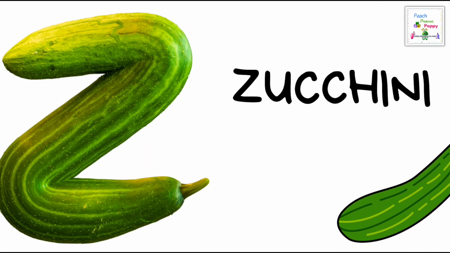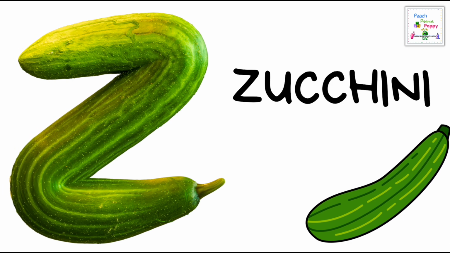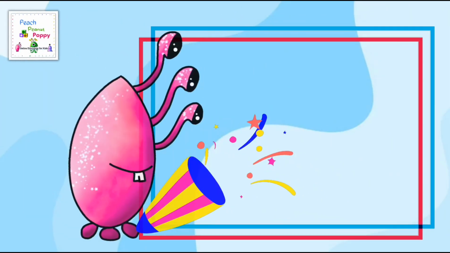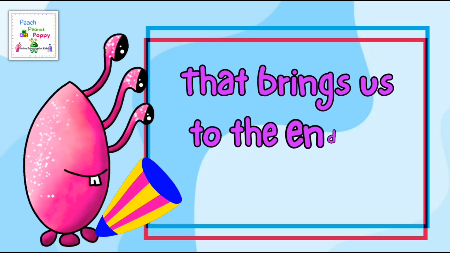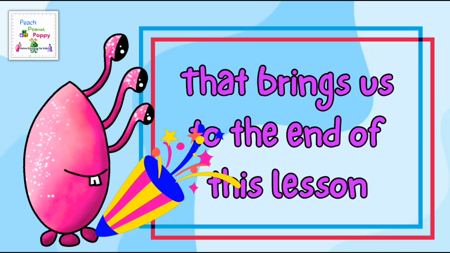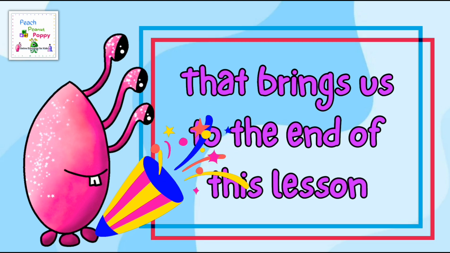And lastly, Z for zucchini. Zucchini. Yay! And that brings us to the end of this lesson. Now you know the names of so many different kinds of food items starting with each alphabet of the English language.